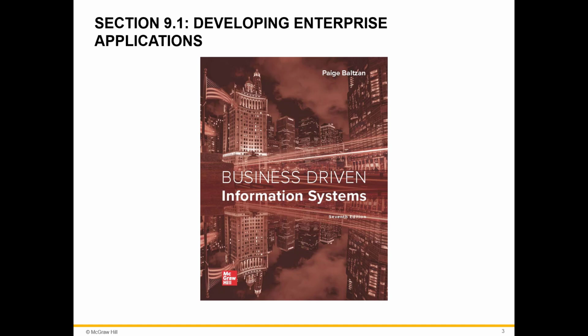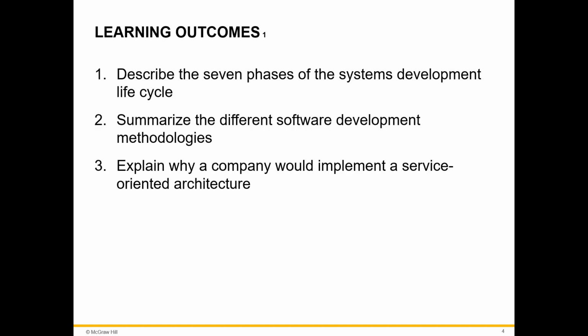Section 9.1, Developing Enterprise Applications. Learning outcomes designed for section 9.1 include: describe the 7 phases of the system development lifecycle, summarize the different software development methodologies, and explain why a company would implement a service-oriented architecture.